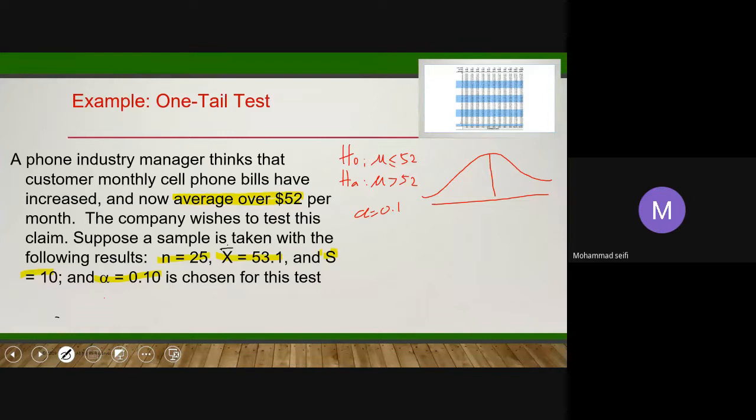Upper tail, okay, upper tail on the right side here. Why is it upper tail? Because it's more than 52. So upper tail, so the alpha value is 0.1 here. The rest here is 90%. So alpha 0.1, then 90% here.